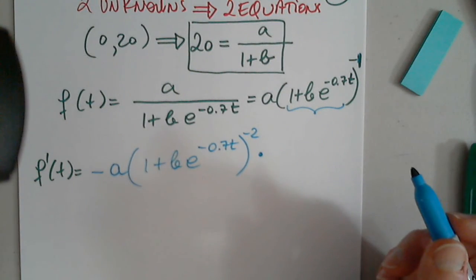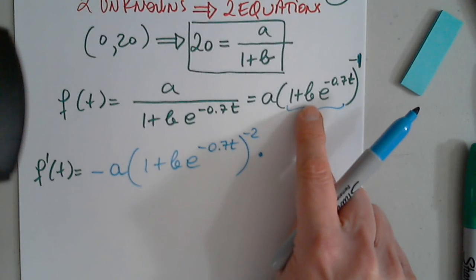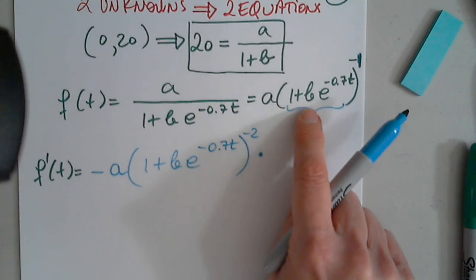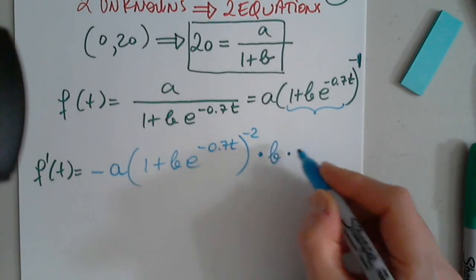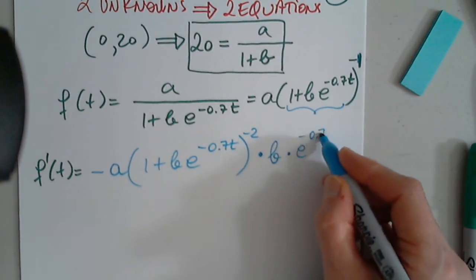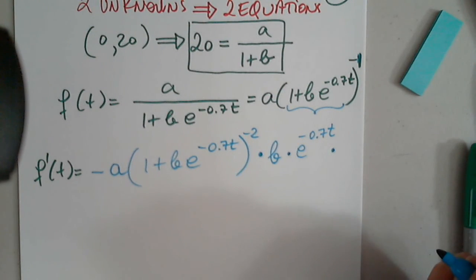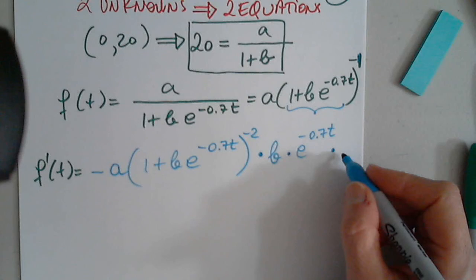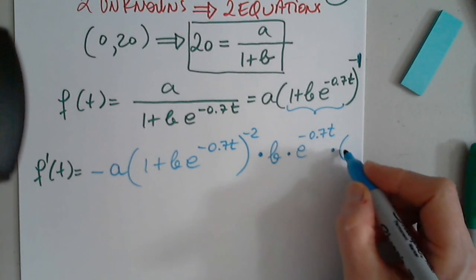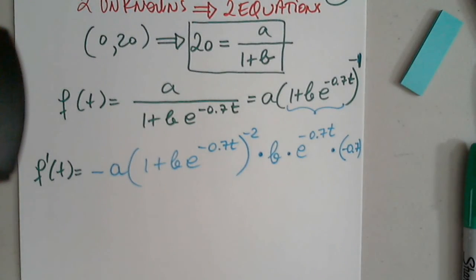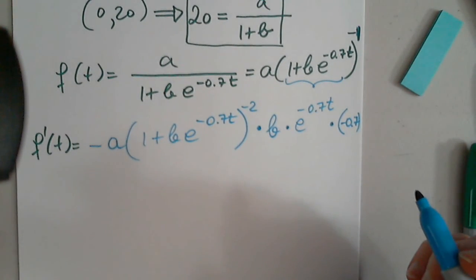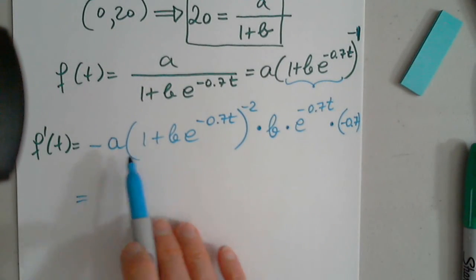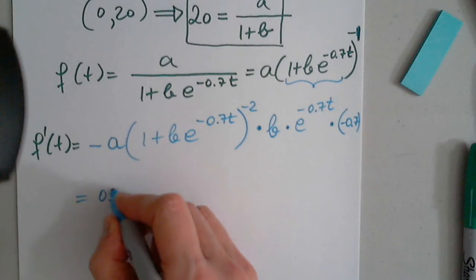There is a constant in front. I cannot disregard that. I can disregard one prime, but I cannot disregard the constant in front. Times e to negative 0.7t times, e to a function prime is e to the function times the function prime. Negative 0.7, right? Is that clear? So we have the negative A and B and negative 0.7, so that will be 0.7AB.